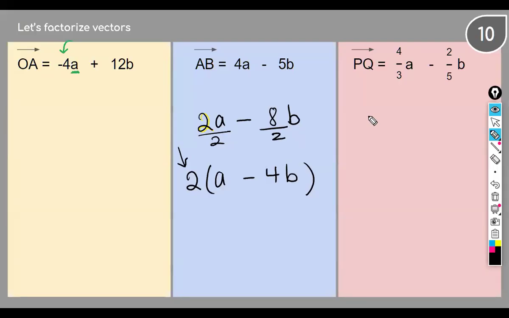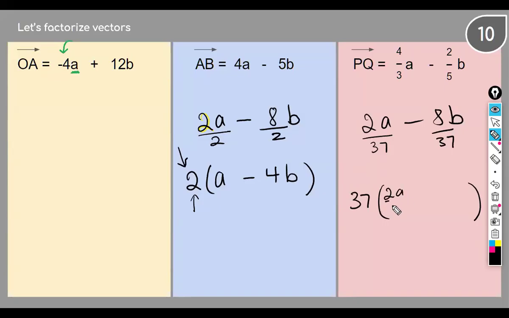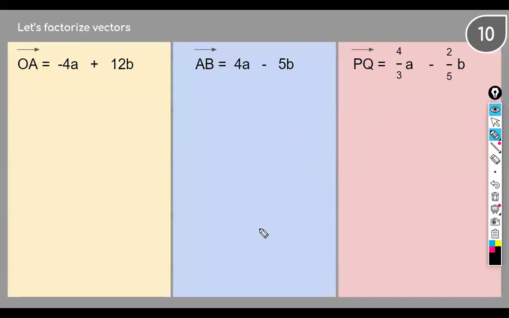The truth is, if you have 2a - 8b and you want to pull out 37, look at that crazy number. Mathematically, you're allowed to do that. That just means you're visiting everybody and dividing everybody by what you're pulling out, which was 2 in the last question, and now you're pulling out 37. So the answer is 37(2a/37 - 8b/37), right? You're allowed to do that in maths. A lot of people don't know that, and that's going to become a useful tool now in maths.